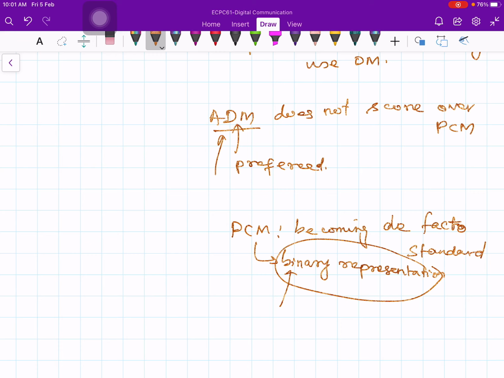So we have discussed till now how to convert an analog signal to digital pulses, that is, how to represent an analog signal digitally.